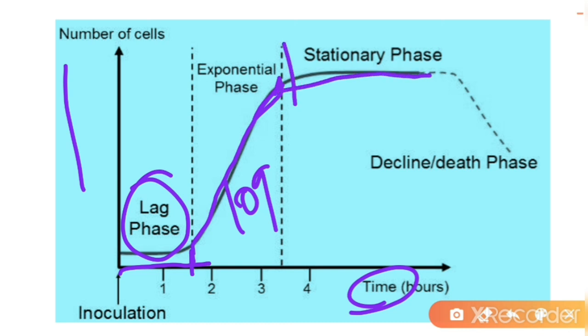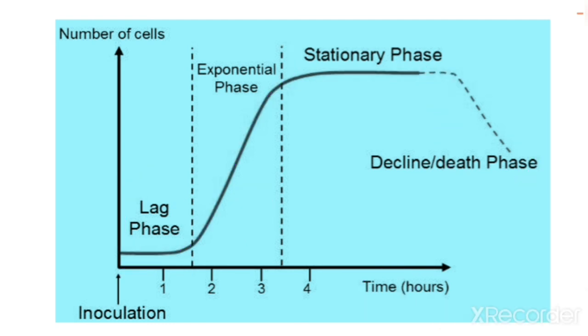And this is called the stationary phase, where the death rate and the birth rate are equal, and here secondary metabolites are produced. Now due to the secondary metabolites, which act on many types of bacterial cells, they are going to die. That's why there is a death phase, or it is called a decline phase. This is all about the growth curve phases.